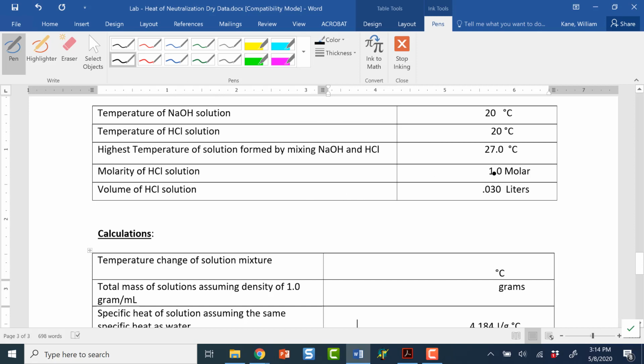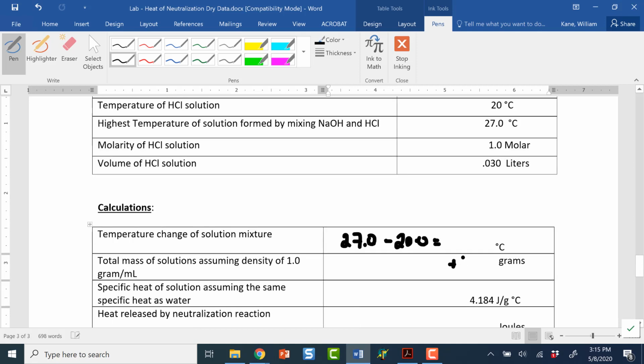I kept the 1 molar solution and the 0.030 liters of HCl. So the temperature change of the solution mixture was going to be calculated as 27.0 minus 20.0. Again, you're doing T2 minus T1 to get a temperature change. This gives us a positive 7 degrees Celsius.